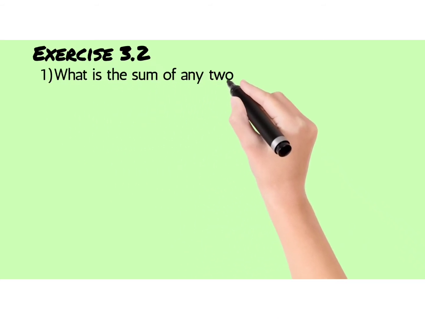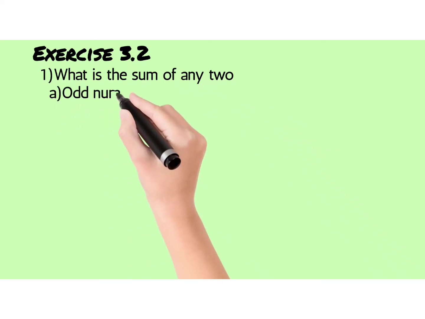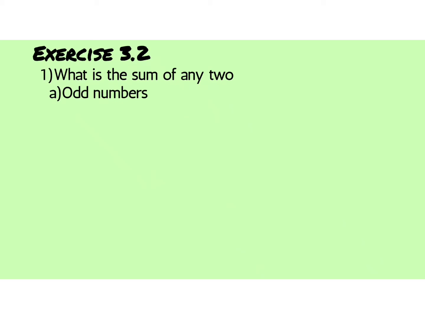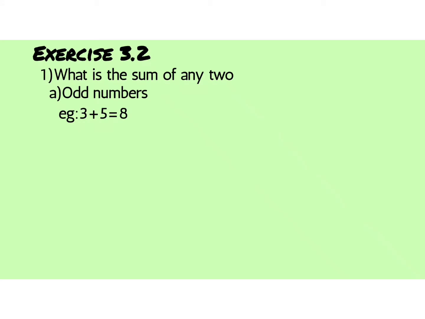Question number 1. What is the sum of any two odd numbers? You have to find out the sum of any two odd numbers. Let us take a few examples. Suppose I take 3 plus 5. 3 and 5 both are odd numbers. Their sum will be 8. 8 is an even number.